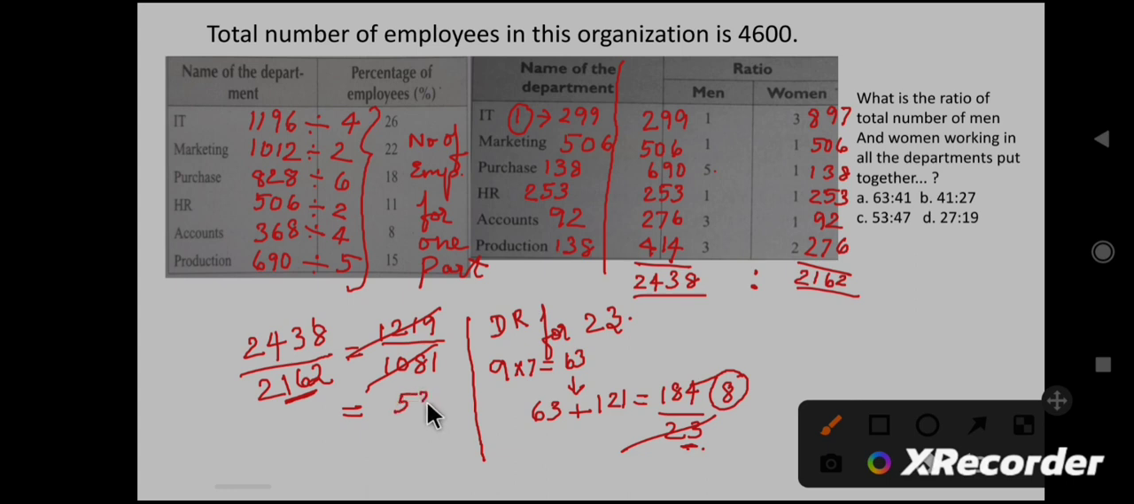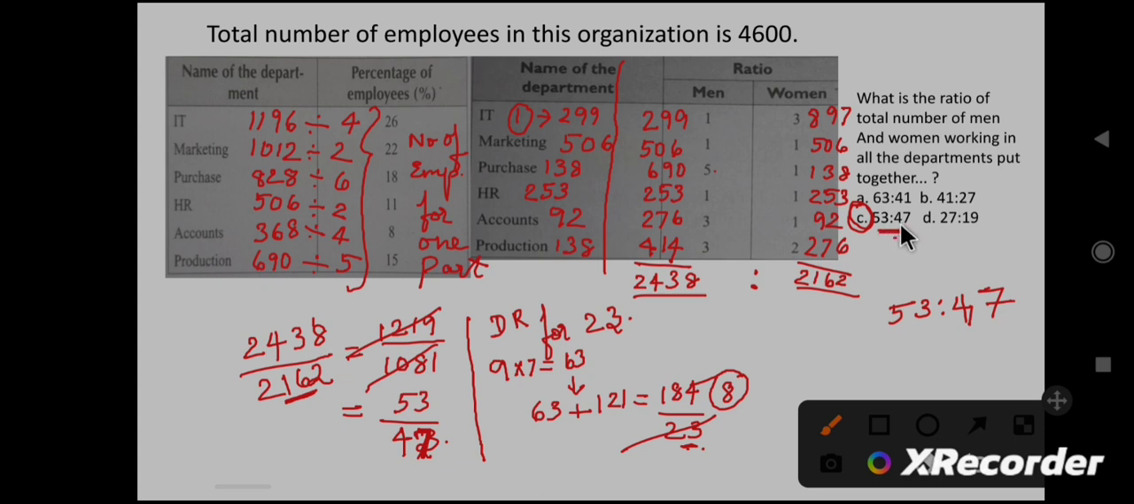53 divided by 47. This 53 by 47 cannot be divisible further, so this cannot be reduced further. So our answer, our ratio, would be 53 is to 47, which is option C. This is our right answer.